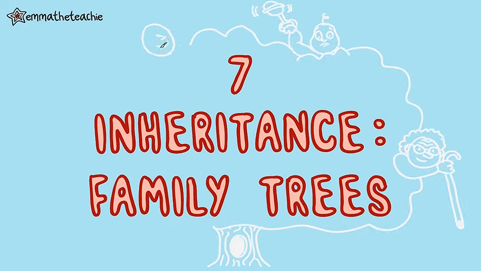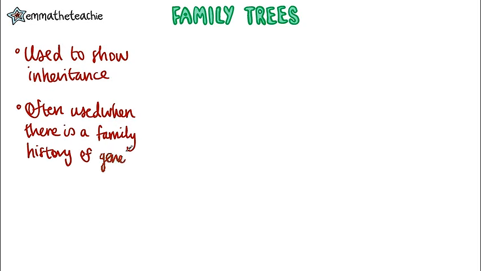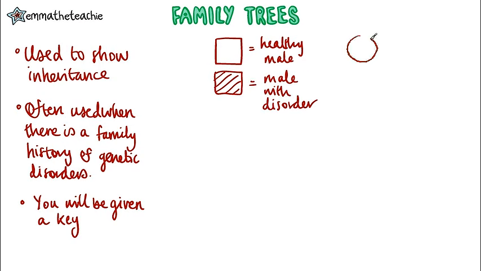7. Family trees. Family trees are used to show inheritance. This is often used whenever there is a family history of a genetic disorder, like cystic fibrosis. You will be given a key to use to figure out some answers. Here's an example. Males and females will be given different shapes. Shading is then used to indicate if the person has got the disorder.